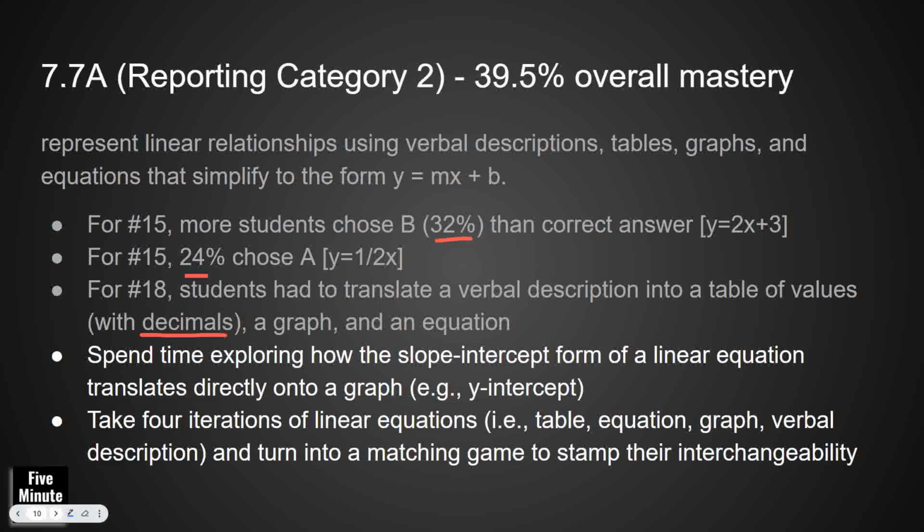So what do we need to do here? We need to spend time exploring how the slope-intercept form of a linear equation translates directly onto a graph. We need to make sure that students know that if you get an equation in this form, you can tell several things about the graph, regardless of what the numbers end up being. This is going to be your y-intercept. This is where it crosses the y-axis. If it's just direct variation, y equals kx, we kind of switch the m to a k. That means the b is 0. That means it goes directly to the origin because b is 0. If x is 0, b is 0. (0, 0) makes the origin.